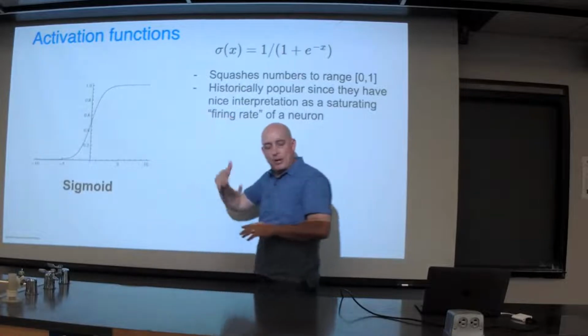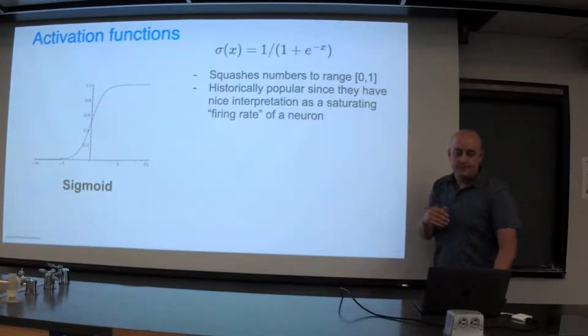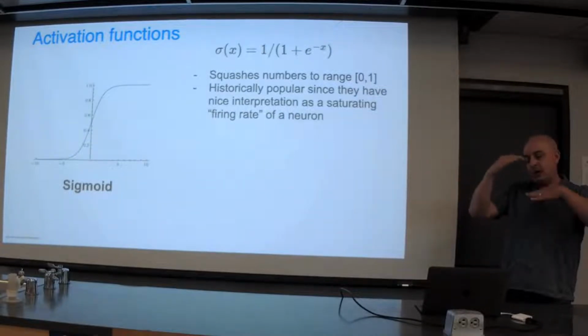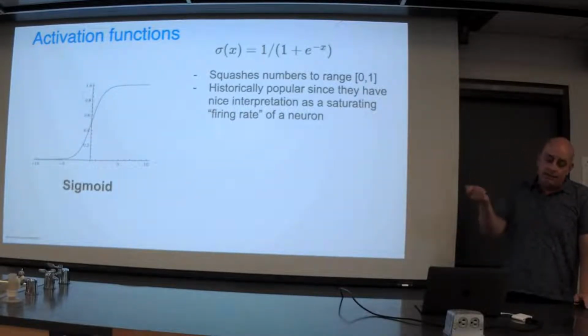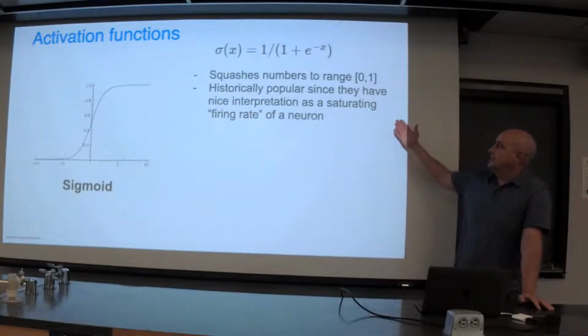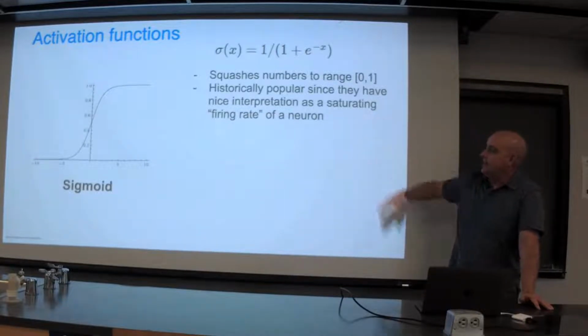You can think of this as like a probability, right? If we take whatever is our real numbered score and we squash it between 0 and 1, that output can be thought of as like a probability or a likelihood of a thing occurring.